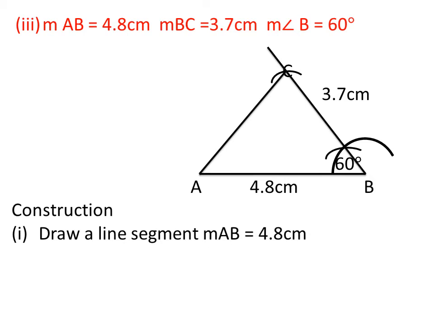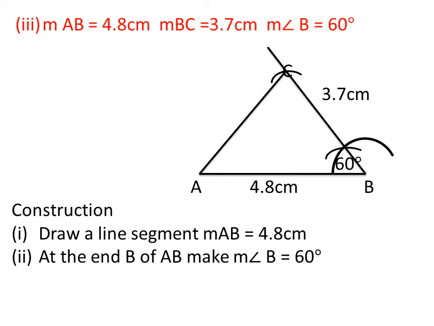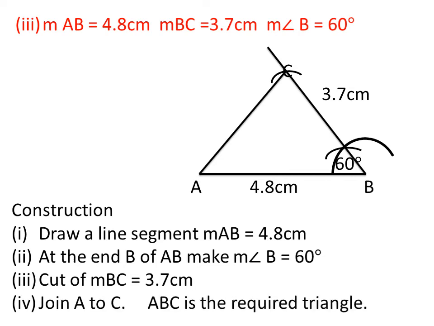We can write these statements. Draw a line segment measure AB equal to 4.8 cm. At the end B of AB, make measure angle B which is equal to 60 degree. Cut off measure BC equal to 3.7 सेंटीमीटर. 3.7 सेंटीमीटर की हमने एक आर्क लगाई कंपास से. Join A to C. ABC is the required triangle.